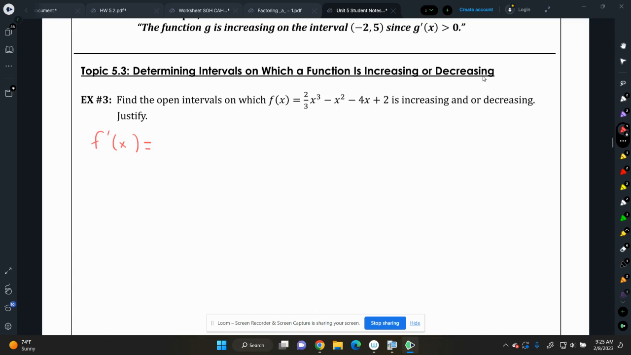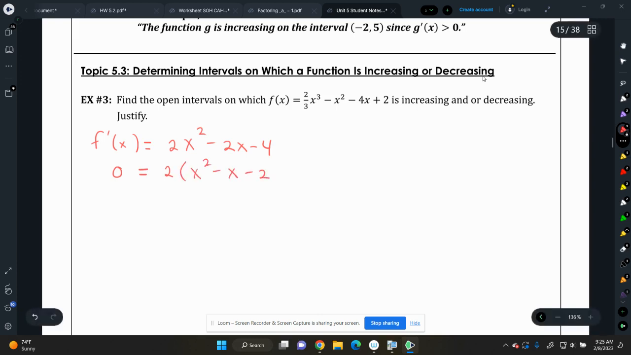Okay, so we should have 2x squared minus 2x minus 4. Everybody good with that? What do we do now? Set it equal to 0, because I'm looking to see where those tangent lines are horizontal. So I'm going to take a 2 out, and that gives me x squared minus x minus 2.